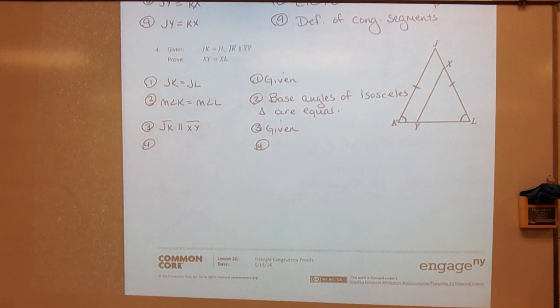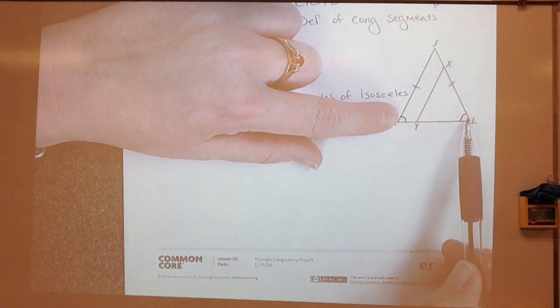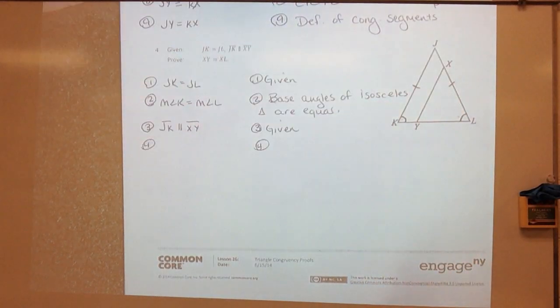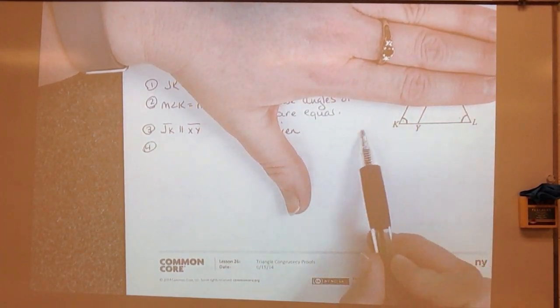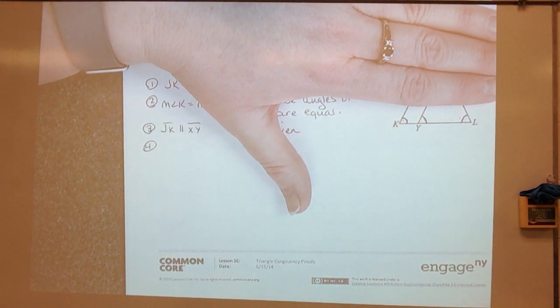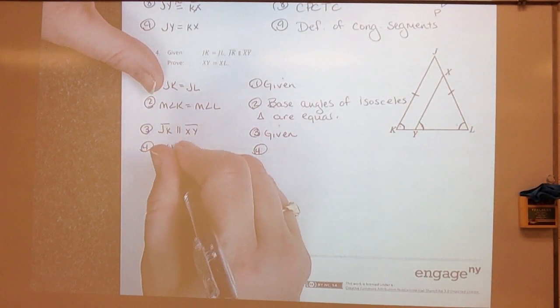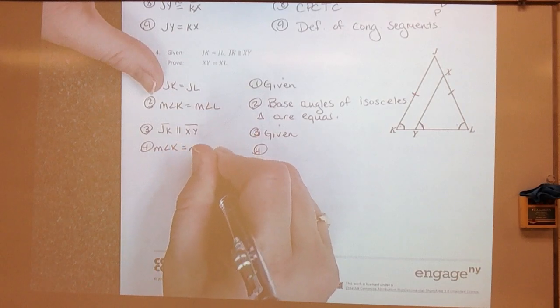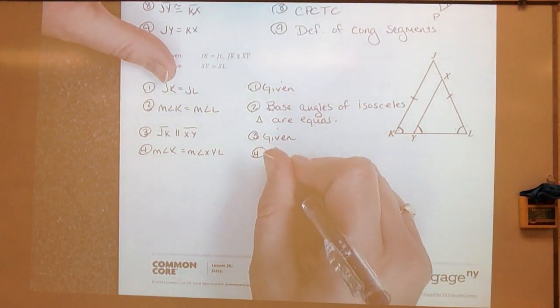Alright, so with these being parallel lines, I can look at the measure of angle K and the measure of angle XYL as being equal, because if these are our parallel lines and this is our transversal, these two angles would be corresponding angles. So I can say the measure of angle K is equal to the measure of angle XYL because they're corresponding angles.